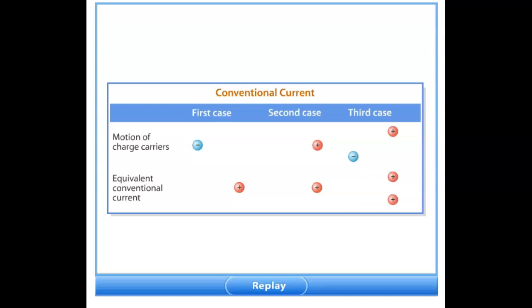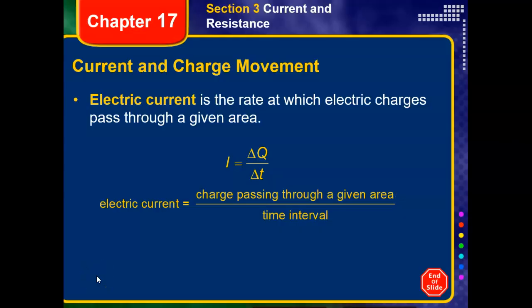So you don't have to necessarily worry about all of that. Just understand it's the rate that charge moves. So again, current is how fast the charges move. It's measured in amps. And now we're going to look at what's called resistance.